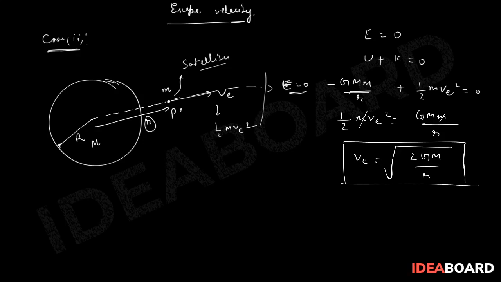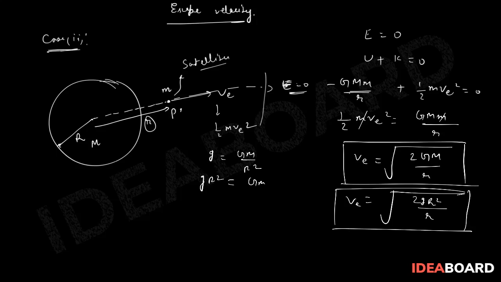Now we can see that as g is equal to GM upon R square, we have seen it, so gR square is equal to GM. If I substitute here, this will be 2gR square upon r. So our answer is different, because in the previous case our answer was under root of 2gR, but this time the answer is under root of 2gR square upon r.